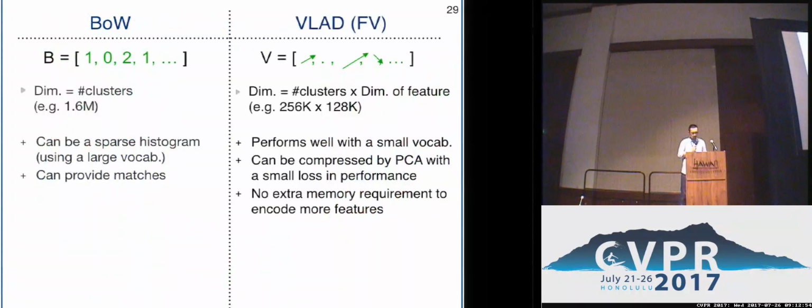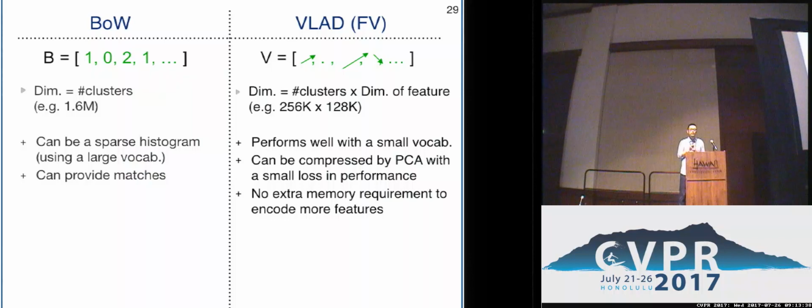On the other hand, VLAD performs quite well, even with a small vocabulary. This is important because we have to assign the features to the centroids. If the vocabulary is large, it takes some time. Of course, we can use ANN and so on, but still smaller is better. Even with a small vocabulary, VLAD works quite well, as good as large-vocabulary Bag of Words. And it is known that VLAD can be further compressed by PCA with negligible loss of performance.